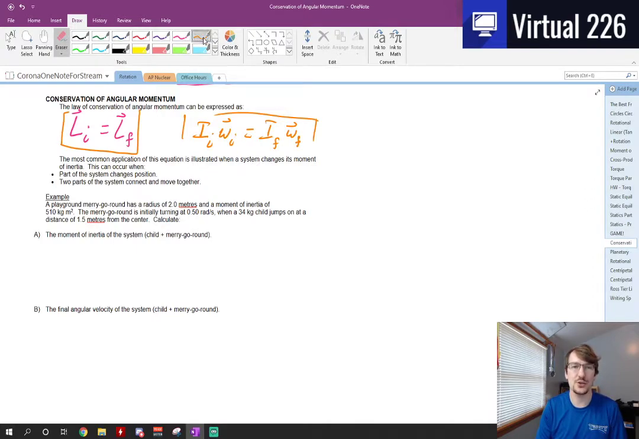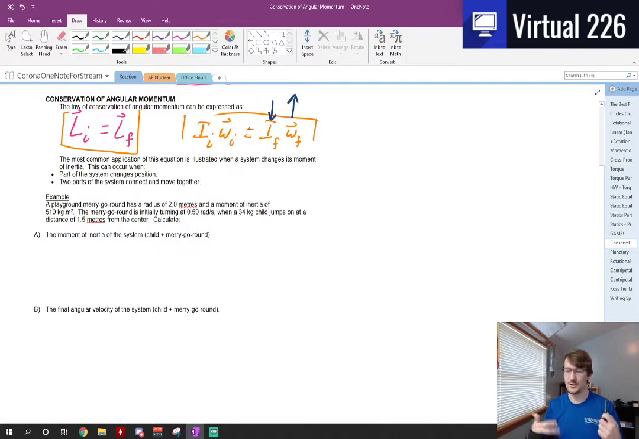You've changed your moment of inertia. Whenever you bring your arms in, your moment of inertia goes down. It's easier for you to spin. And if your moment of inertia went down, then your angular velocity has to go up, in order to make this equal to whatever you had initially. So these are inversely proportional to each other. If one goes down, the other must go up. This is what we're going to see with this idea of angular momentum.